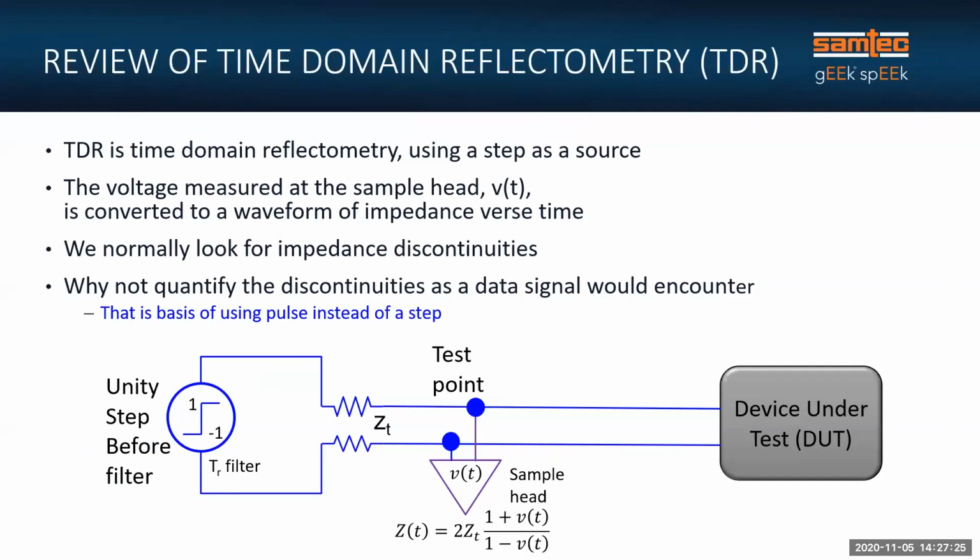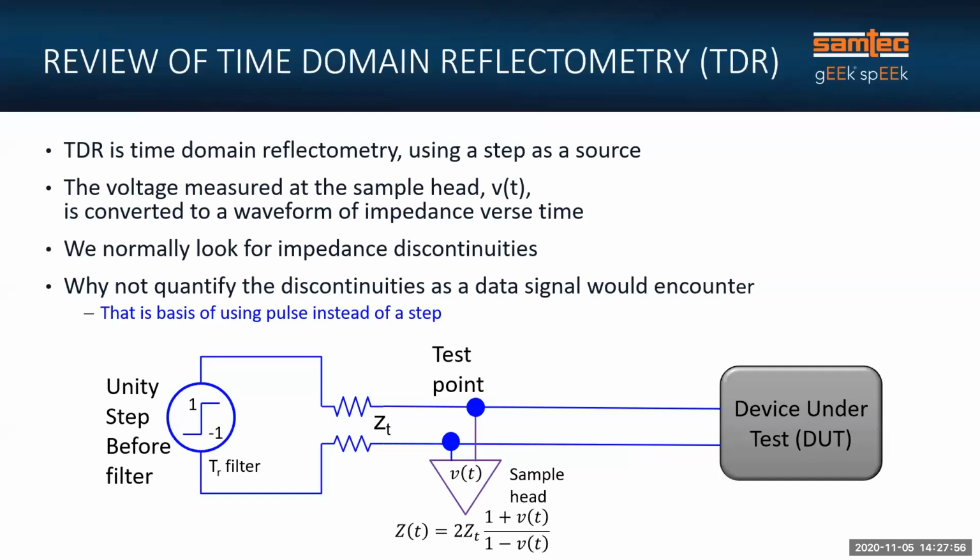It's basically a unity step, and we go through a series termination resistor to a test point, measure with the sample head at a test point, and we compute impedance at that point. So we normally look at a voltage of time curve that's converted into impedance versus time. Is it characteristic impedance? No. Is it real impedance? Sort of.